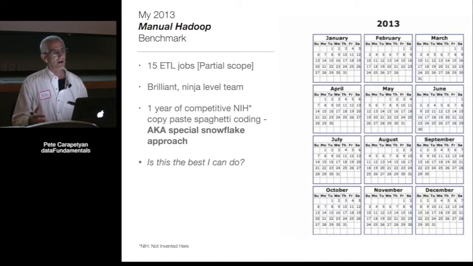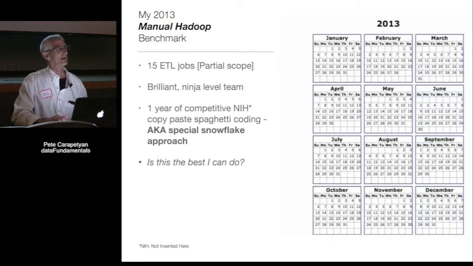And at the end of the year, we did get the 15 ETL jobs done, but it was a bunch of spaghetti code. Every single person did it in a different way. I think most people would judge it as relatively unmaintainable. And I had to ask myself, is this my benchmark? Is this the best I could do? And the answer was, gosh, I think I can do better. Okay, so now that's my introduction on where we're trying to go with this.